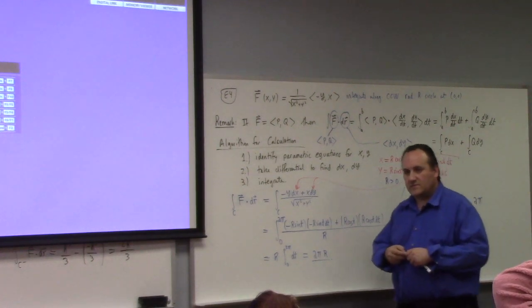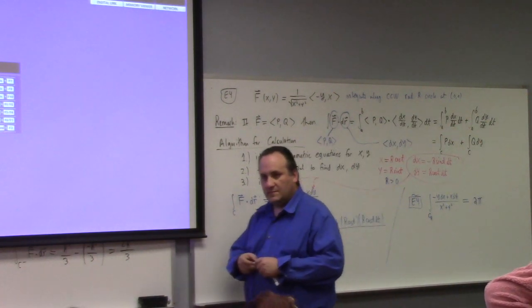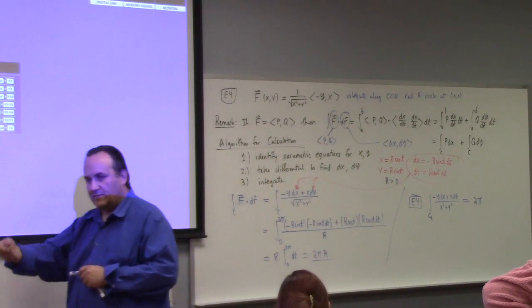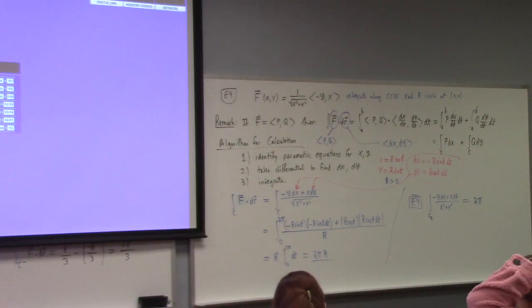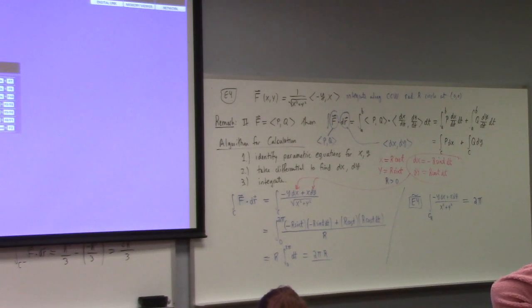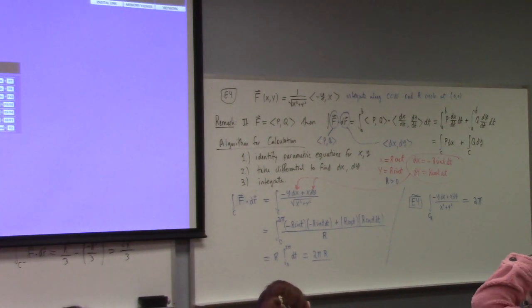Irrespective of radius. The integral around the circle of radius r is 2 pi, independent of the choice of r. That's interesting, isn't it? Well, it will be interesting. That's an interesting example. Maybe the most, well, is it the most interesting example? It's in the running.